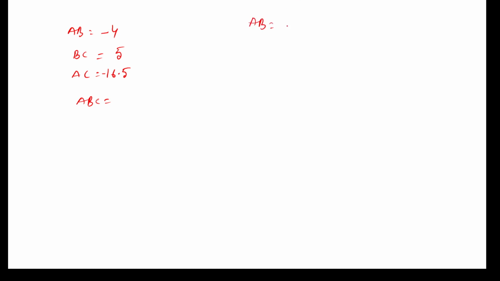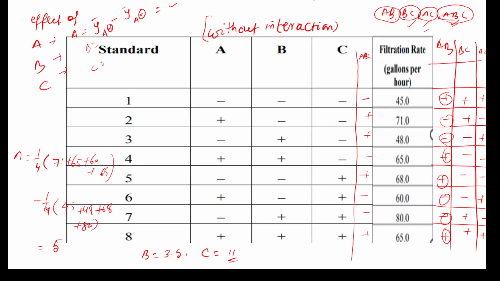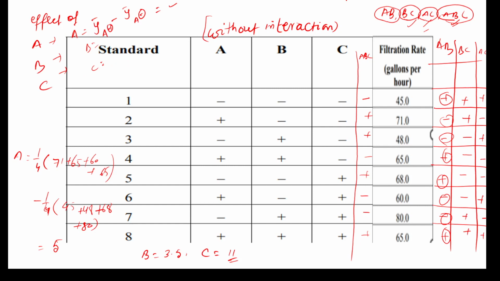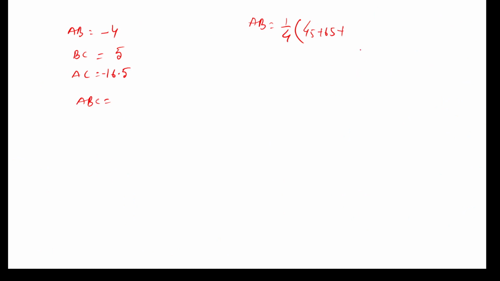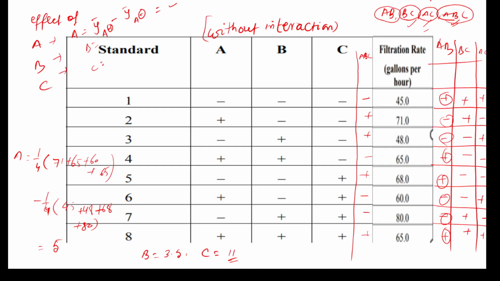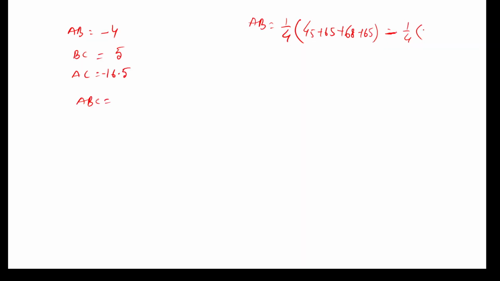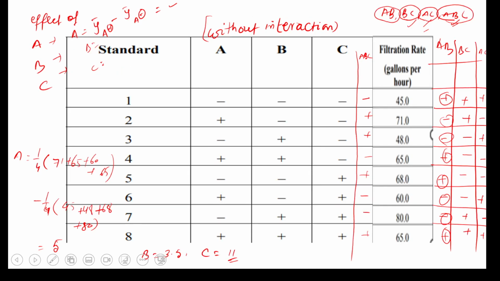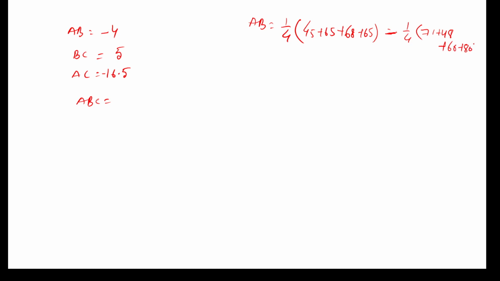For the AB, 1 by 4 into 45 plus 65, 68 plus 65, minus 1 by 4 into 71, 48, 60 plus 80. It came minus 1. If we calculate for the BC, 1 by 4 into BC plus 45 plus 71.